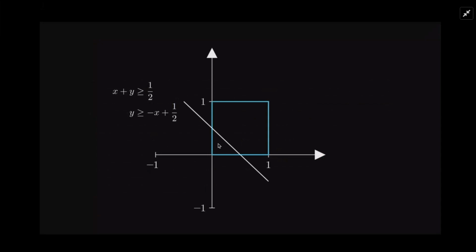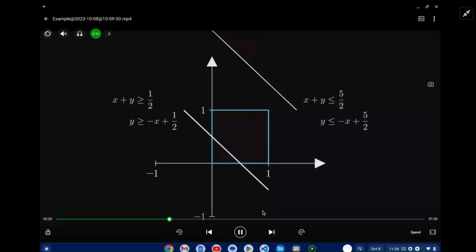There's those two lines, and now let's think about it. We want to be above this line and below this line. Now this line, the square is always below it. If you think about the highest value you could get for x plus y, it would be 1 plus 1. That's less than 5 over 2. So this constraint, we're 100% inside that. So we just are interested now in this. It's the region above that line inside the square.